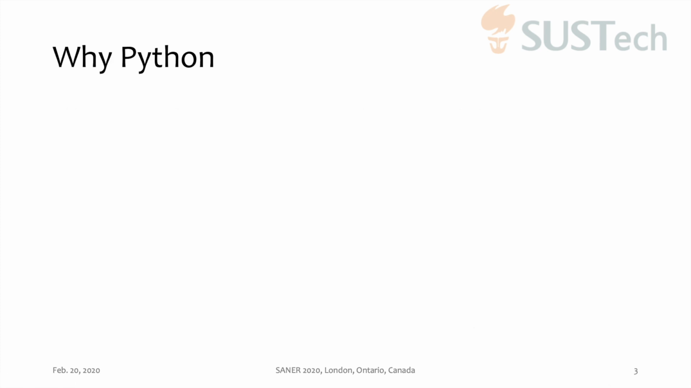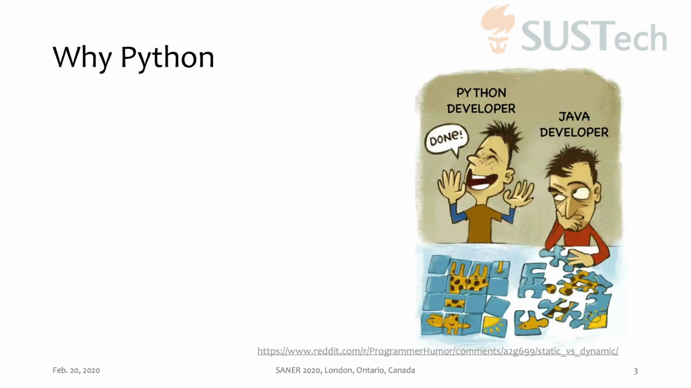why do we work on this? There are lots of works studying this problem. And I showed him this picture on Reddit. As a dynamic programming language, Python is different from Java.